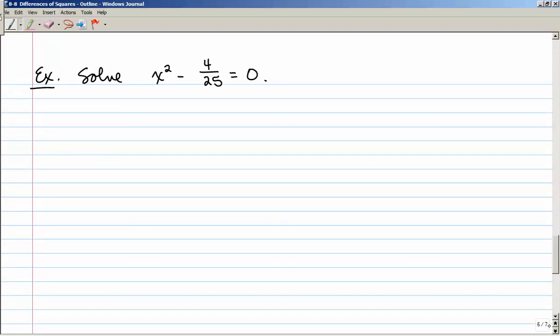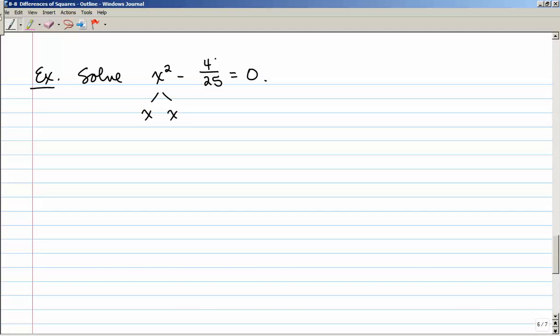Okay. And our last example is using the zero product property to solve an equation. Let's take a look at this. X squared minus 4 over 25 equals 0. First thing I want to do is factor the left-hand side of the equal sign. X squared is an x and an x. And 4 over 25 is a perfect square. Don't be freaked out by the fact that it's a fraction.